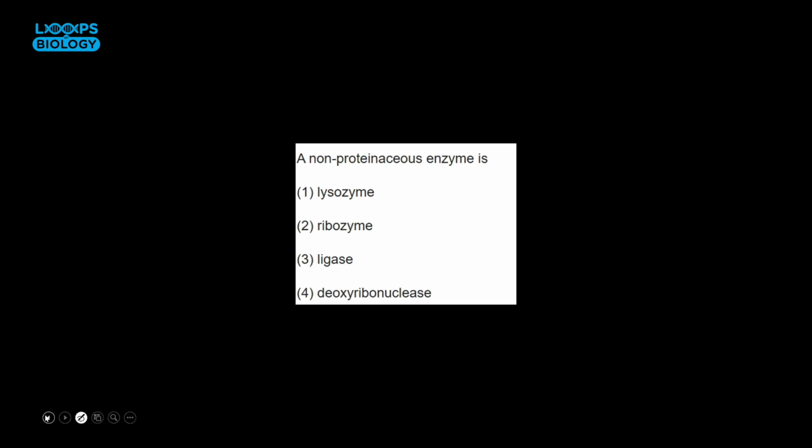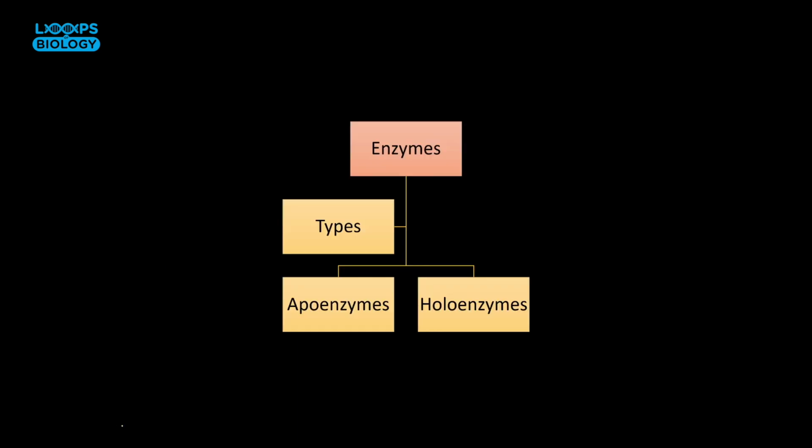Done with this question. A non-proteinaceous enzyme, I gave that to you, that is nothing but your ribozyme, which was obtained from RNA. So tick and move ahead. Now, if I'm talking about the types of enzyme, there is inactive enzyme, which is also called zymogen or apoenzyme, and there is active enzyme. So basically, apoenzymes are inactive in nature. But whenever I add some moieties to the apoenzyme, it is going to form a holoenzyme.